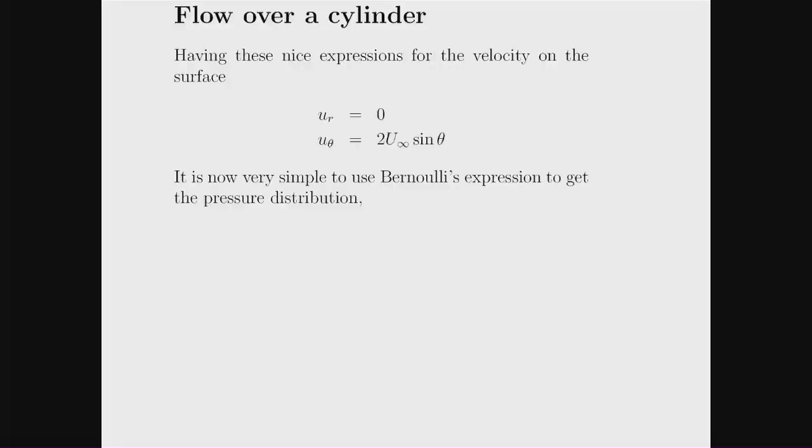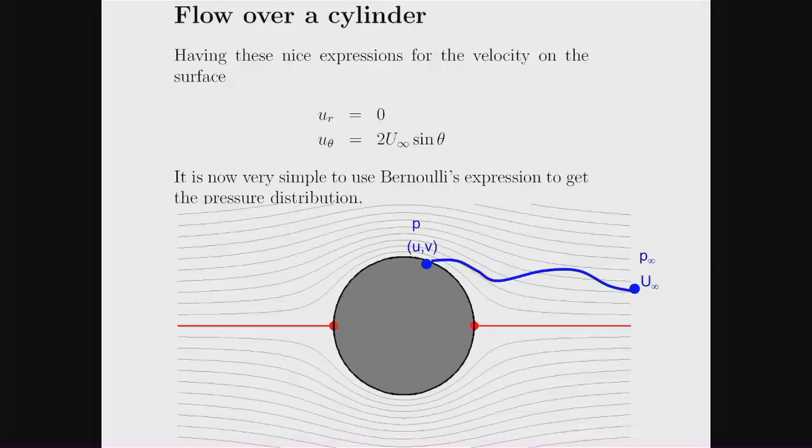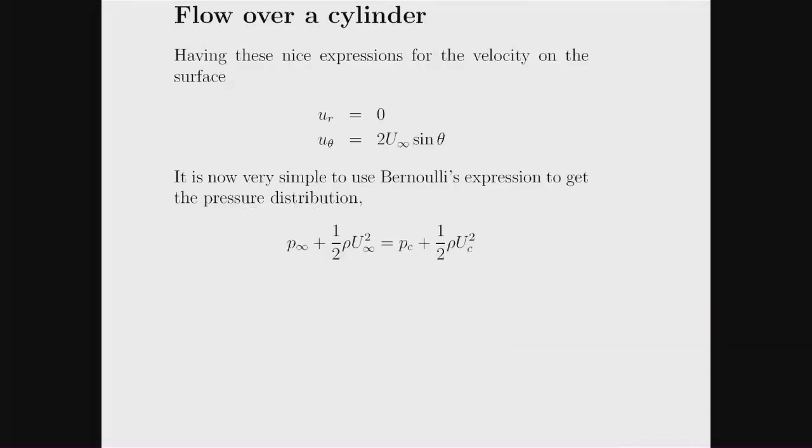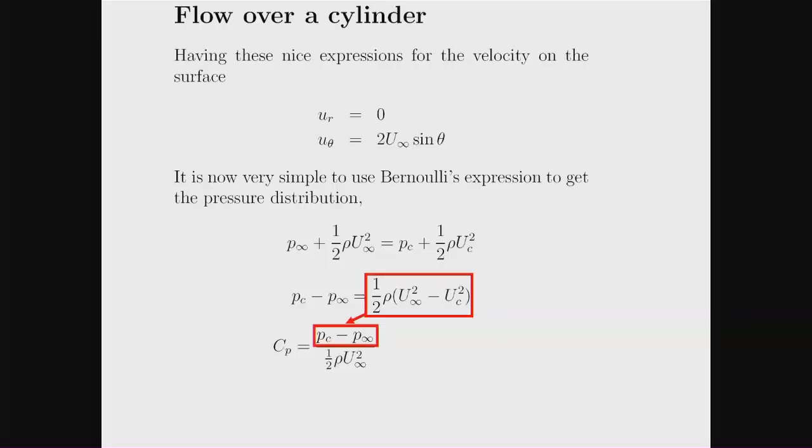Using Bernoulli's, I get an expression for the static and dynamic pressure. I can then express my velocities in terms of the pressure difference, P_c minus P infinity. P infinity is just my free stream pressure, and P_c is the pressure on the cylinder. We want to find the pressure coefficient, which is P_c minus P infinity divided by half rho u infinity squared.